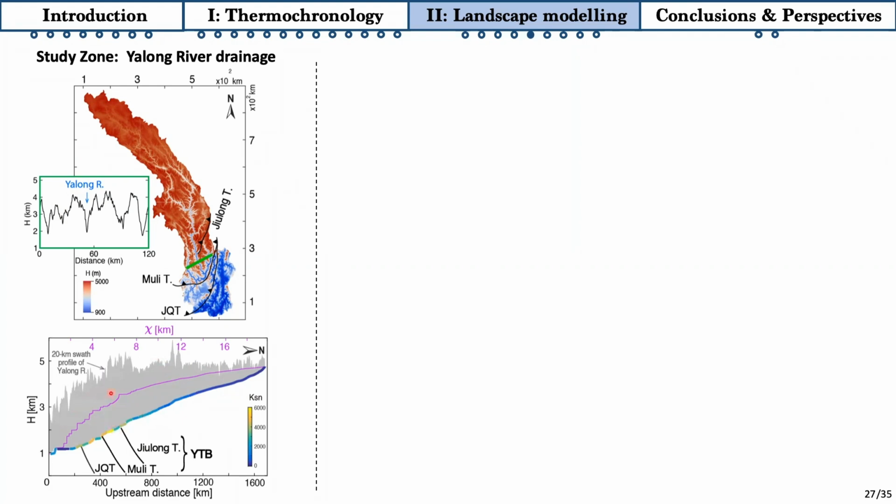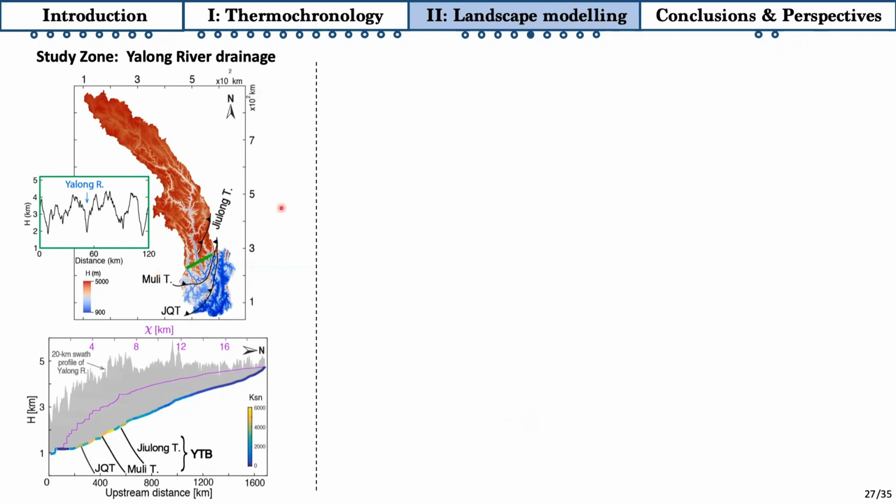And normally we use the high elevation profile to represent the river profile of the Yalong, and the high values of the KSM, which is related to the high erosion rate, are located in the place of the Yalong thrust belt, which means the tectonic activities have dominated the erosion patterns here.